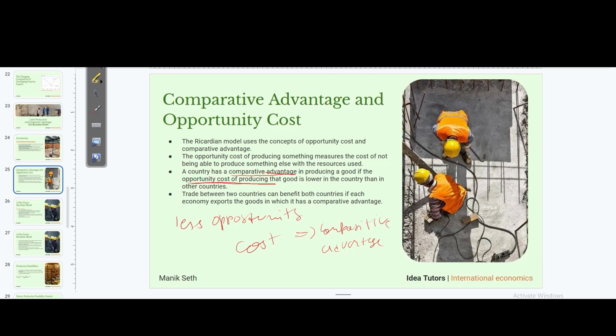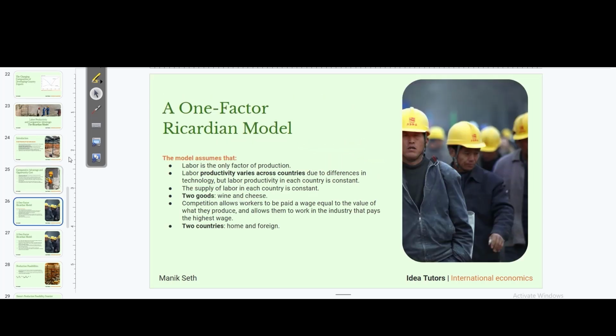The trade between two countries can benefit both countries if each economy exports the good in which it has comparative advantage. So trade is only beneficial if you are producing the good in which you have a comparative advantage and then exporting that. Now, the one-factor Ricardian model and the assumptions of the model. Obviously this model has certain assumptions. Labor is the only factor here, a single factor, and that is only labor.